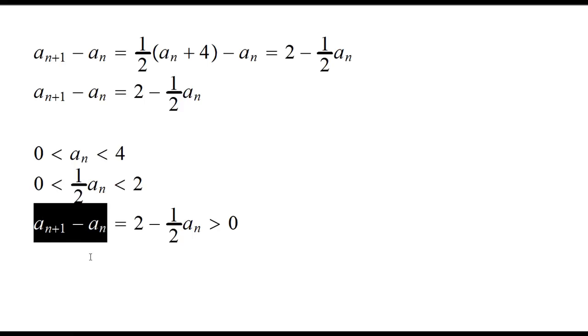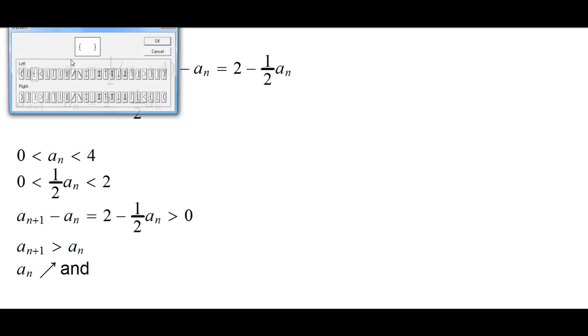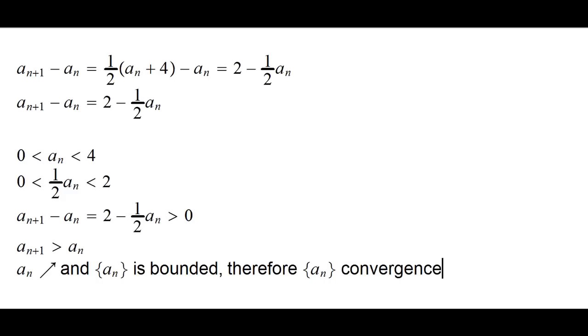Okay, so what you have is that a_(n+1) is greater than a_n, and that shows us that a_n is an increasing sequence, and we know that the sequence a_n is bounded. Let's be a little conservative on terminology. So it is bounded, and therefore a_n converges. So we know now that the series is a convergent series. Oh sorry, the sequence is a convergent sequence, forgive me for that.